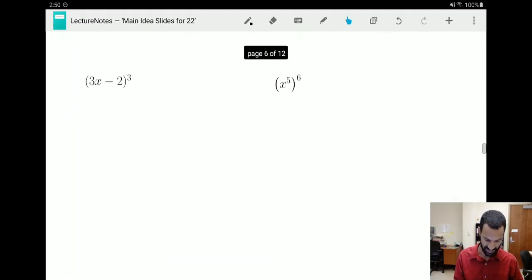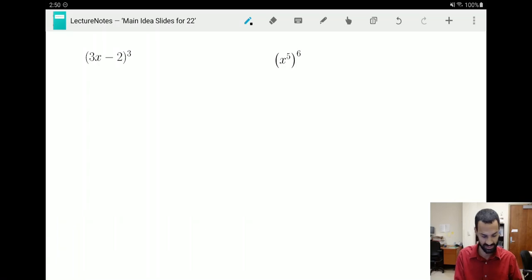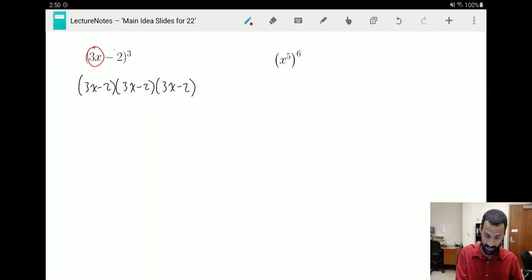Okay, here's another one, or another couple. 3x minus 2 raised to the third power. Okay, so this one's going to be a little more painful. 3x minus 2 times 3x minus 2 times 3x minus 2. Okay, we're going to multiply all that out, but you can't really do it all at once. Be careful to avoid the mistake of raising this to the third power and raising this to the third power, right? You can't do that, unfortunately. It's more complicated. The whole thing is being raised to the third power.